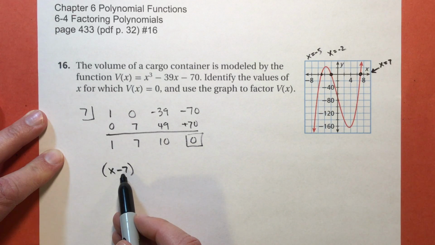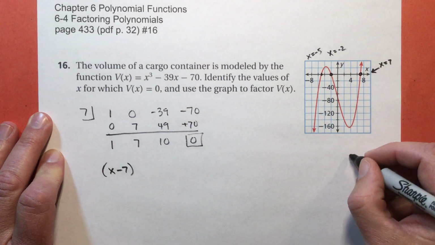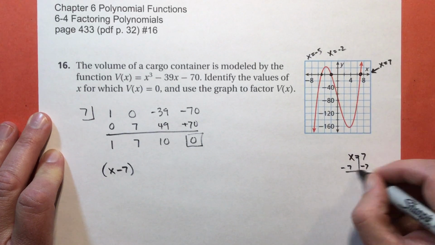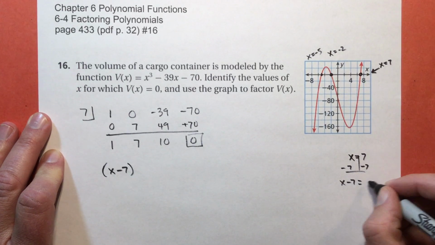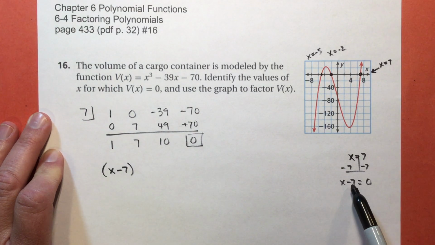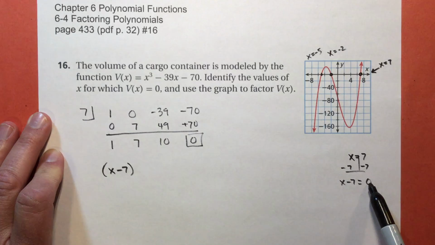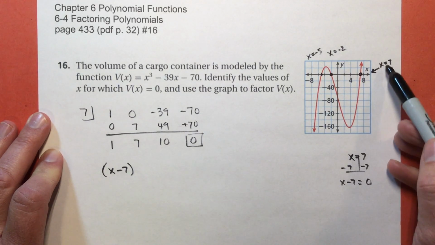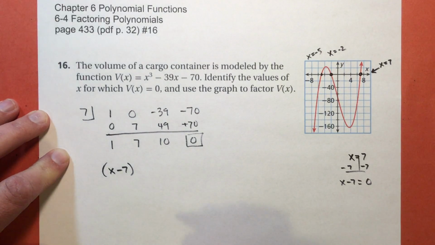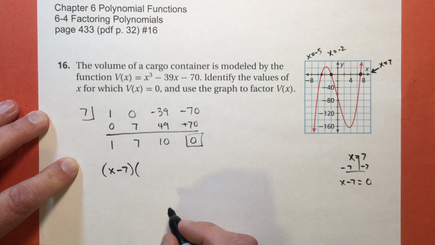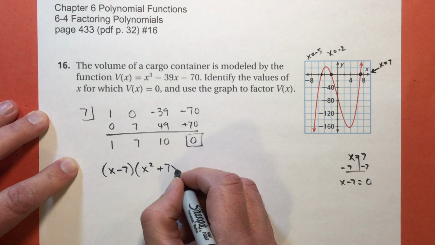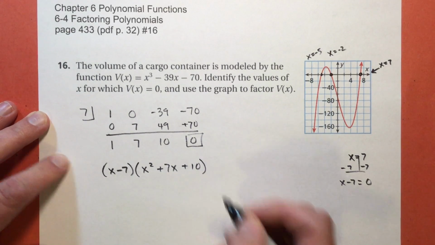Wait, where did I get the x subtract 7 from? Over here, if x equals 7, if I subtract 7 from both sides, I get x subtract 7 equals 0. Remember, if I take my x value and subtract the 0, I get the number 0. That's why that number is called the 0. What did I have left? I have x squared plus 7x plus 10.